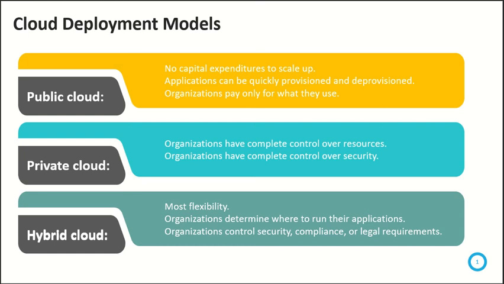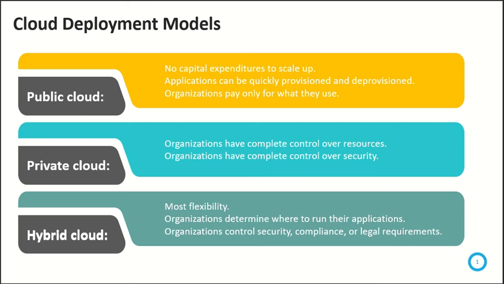A cloud deployment model basically defines where your data is stored and how your customers interact with it, how they get access to it, and where your applications are running. It also depends on how much of your own infrastructure you want to manage, right? So as you can see, there is public cloud, private cloud, and hybrid cloud. So let's talk about public cloud.